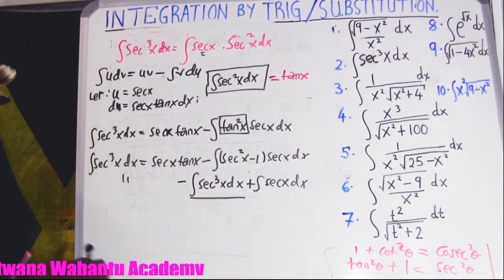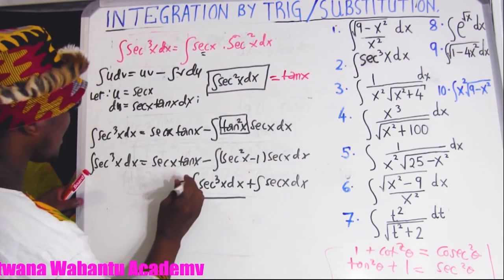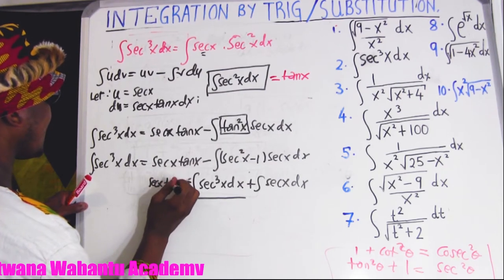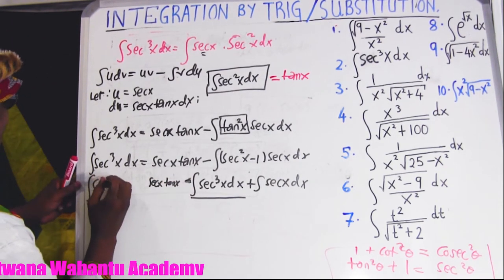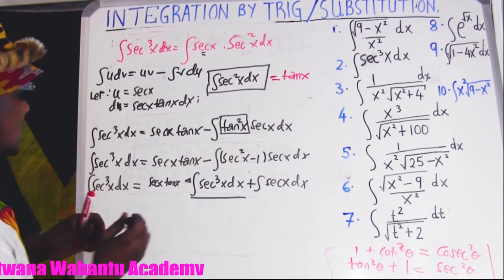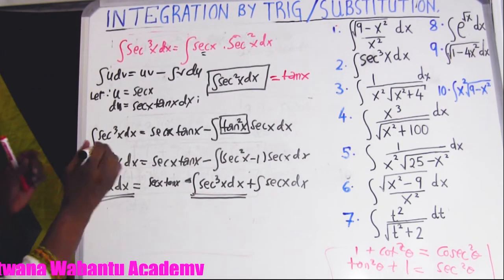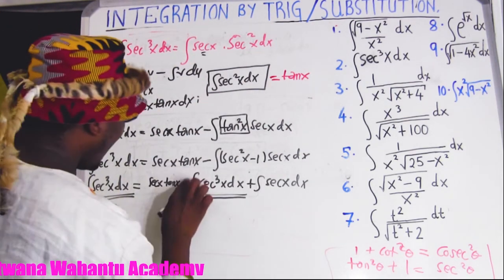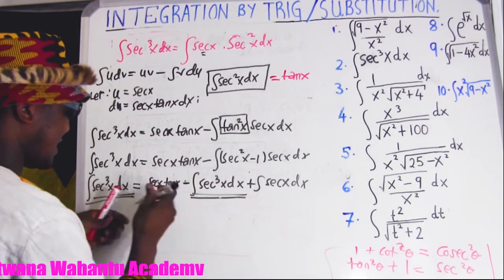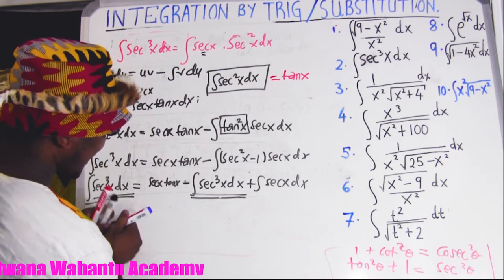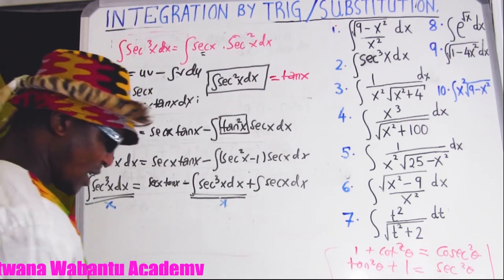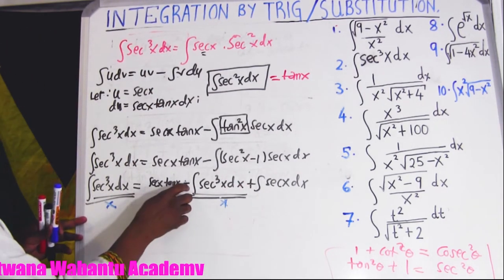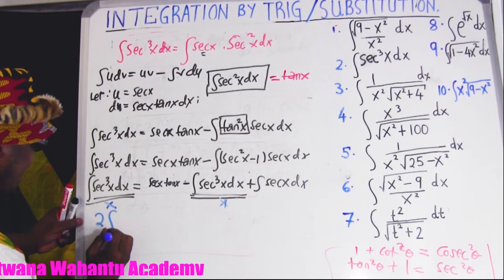Now look at the left. Let me show everything here. We have sec x tan x, and here we have the integral of sec x dx. Look, this and this are similar. So this is integration by parts, done again. These are similar, so I'll take this one to the left. Because the negative becomes positive when it moves over, there are going to be 2 of the integral of sec.